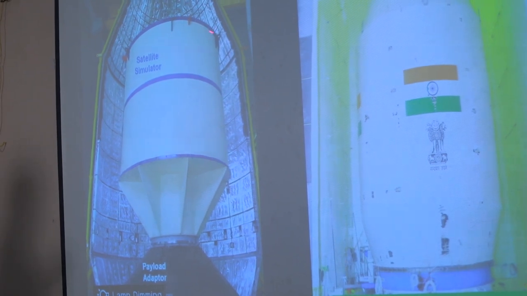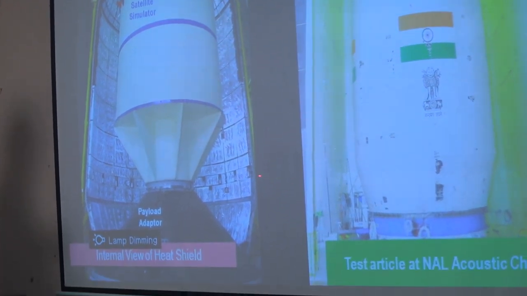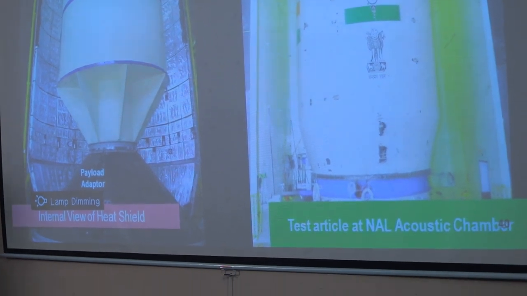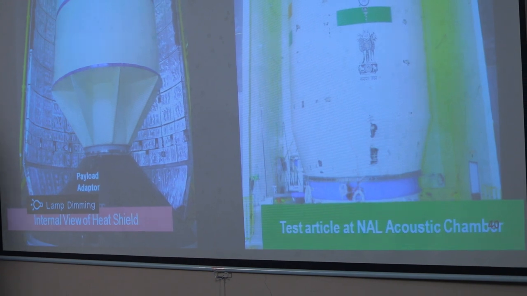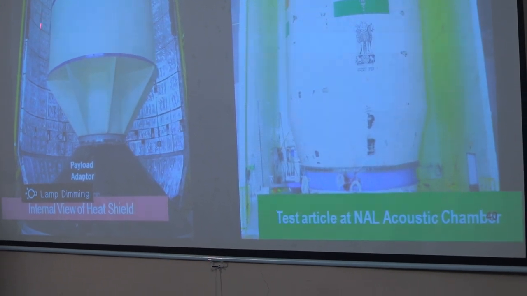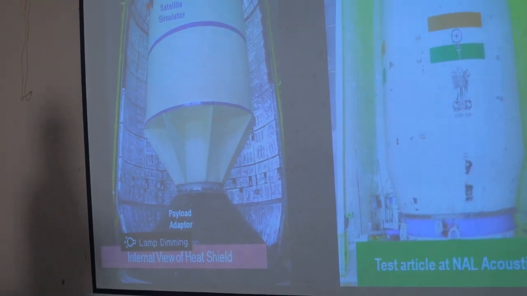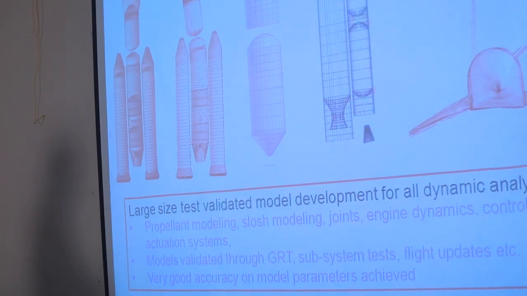So when the satellite is here, the sound is outside, so when it goes through this, the hardware plus the absorbers will reduce the sound, so the satellite will feel a lesser sound. At least 20 dB reduction you can achieve through this acoustic protection. So this is another structural engineer's work, how to design acoustic protection systems.